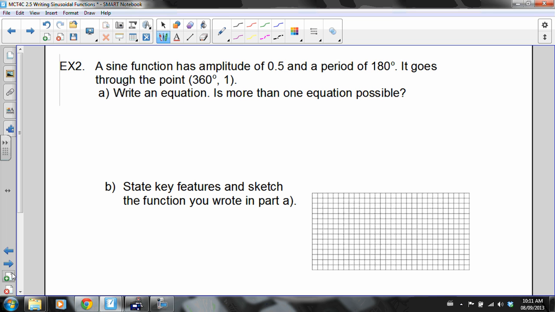All right, onward. A sine function has an amplitude of 0.5 and a period of 180. It goes through that point. Write an equation. Is more than one equation possible? So this is a little more information. Notice if I write down the equation, this is everything, right? And then we'll start picking some, and if we've got some choice, then we'll say, is more than one equation possible? Yes. But let's think about this.